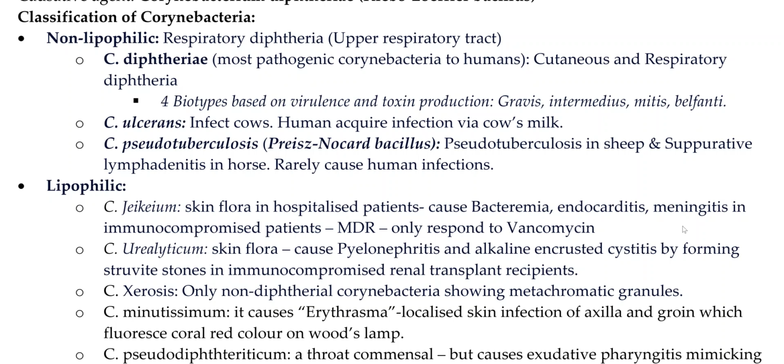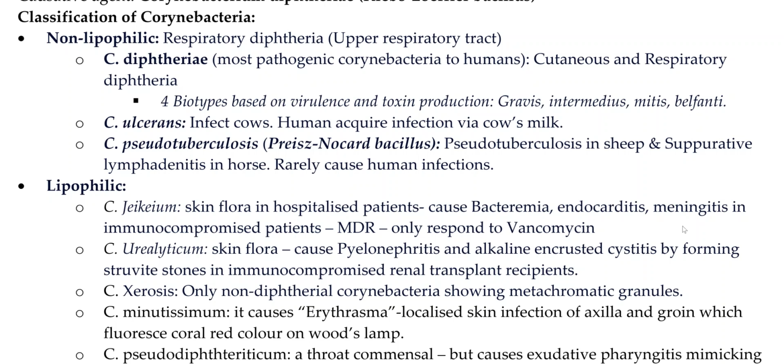And based on its virulence and toxin production capacity, there are four biotypes from increasing to decreasing virulence, that is gravis, intermedius, mitis, and Bellfield. And Corynebacterium ulcerans is usually a zoonotic strain. It usually infects cows, but humans can acquire infection via cow's milk.